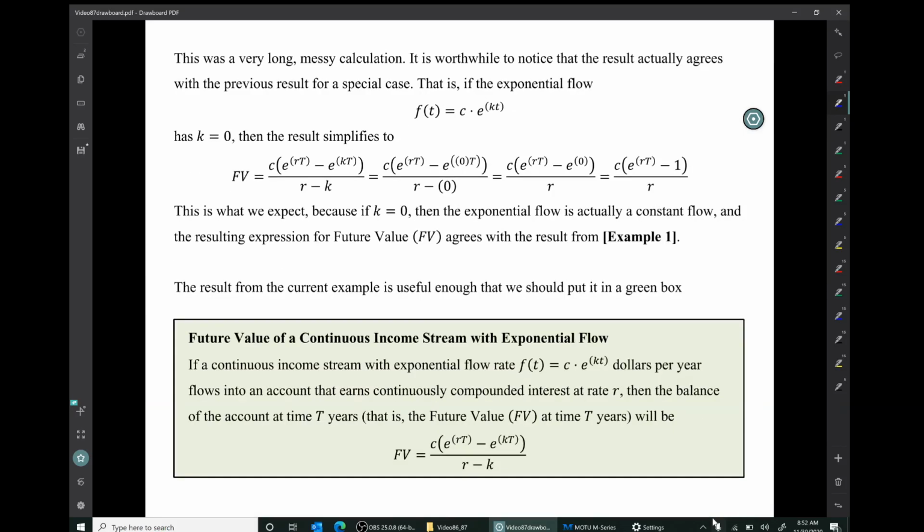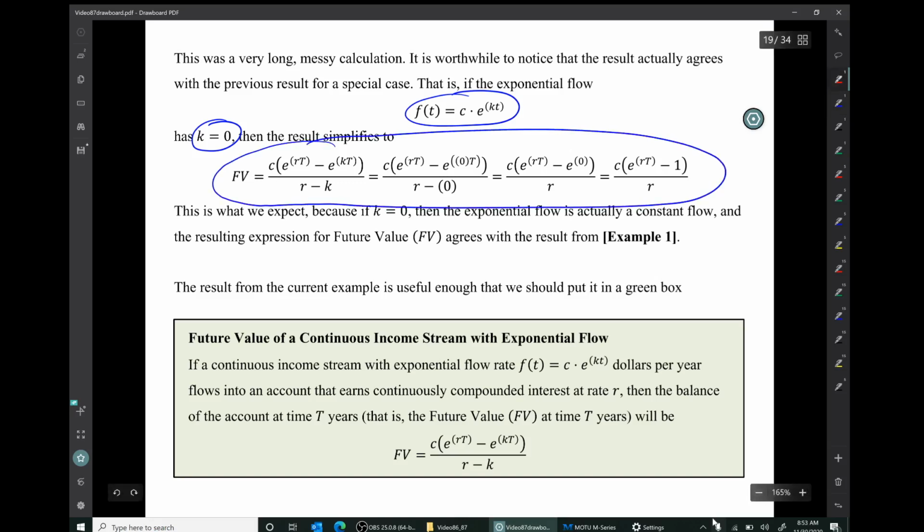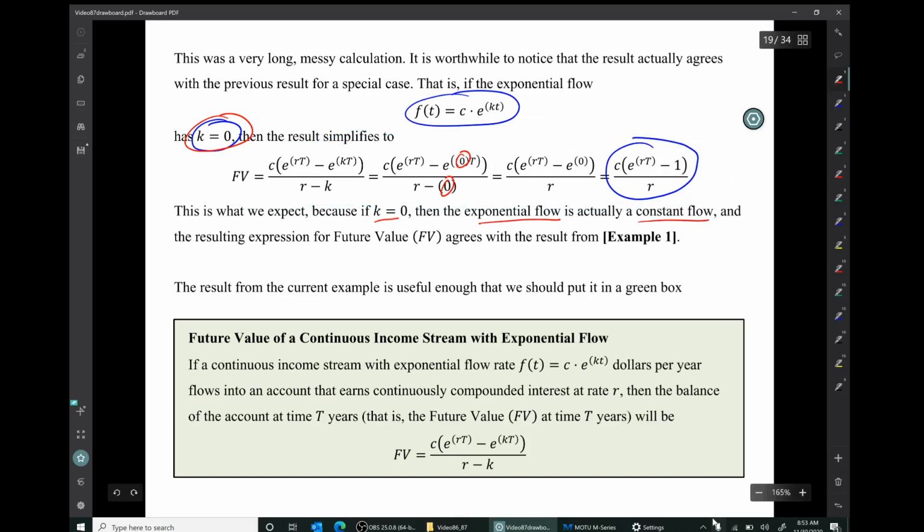This is a very long, messy calculation. It's worthwhile to notice that the result actually agrees with the previous result for a special case. That is, if this exponential flow, c e to the kt, has k equals 0, then the result that we just got simplifies. If we use k equals 0, then the whole expression simplifies to this. That's the result that we would expect, because if k equals 0, then the exponential flow is actually a constant flow, because e to the 0t is just e to the 0. That's just the number 1.